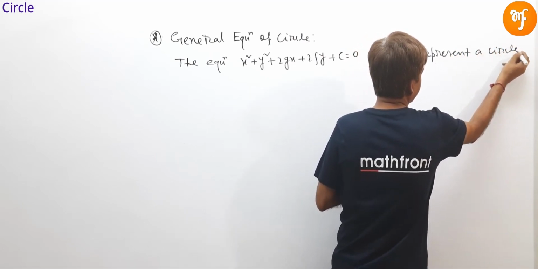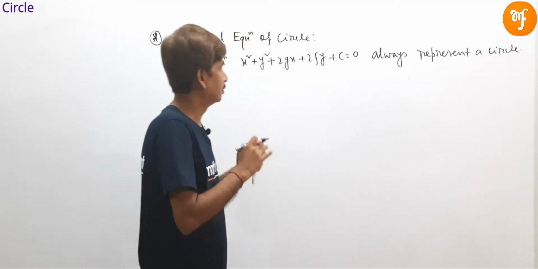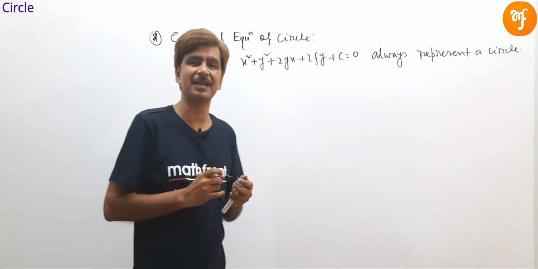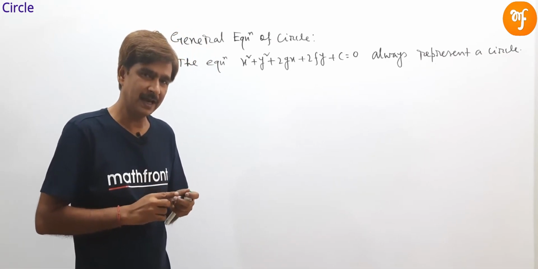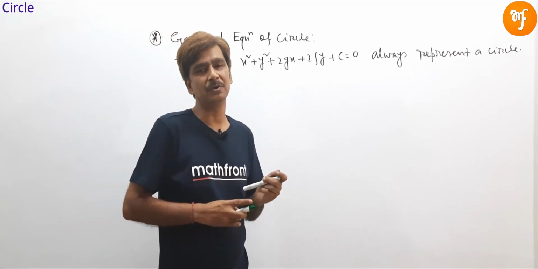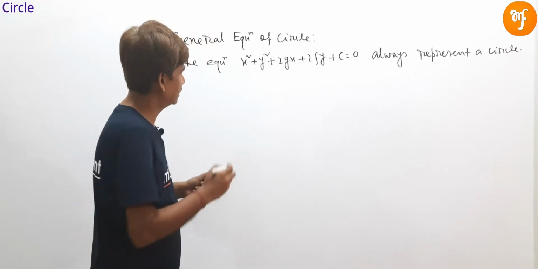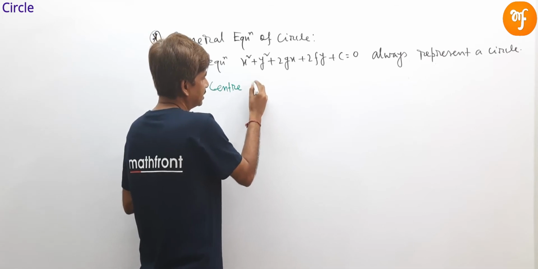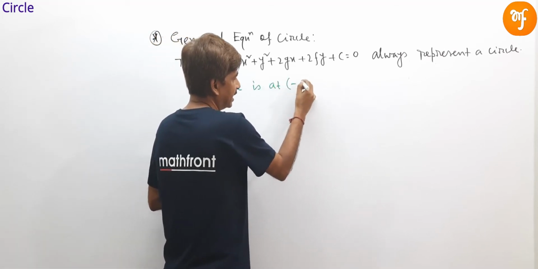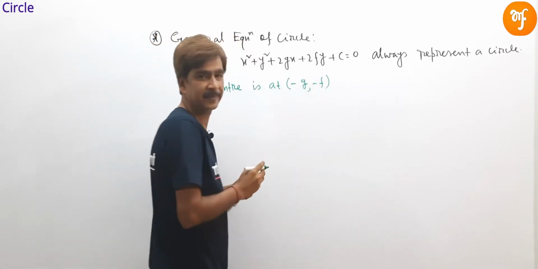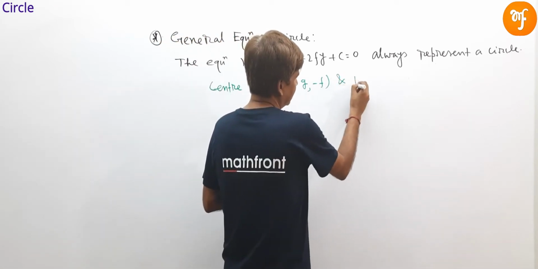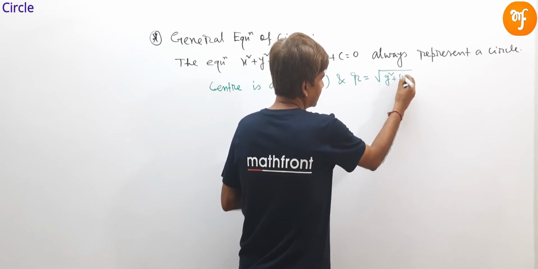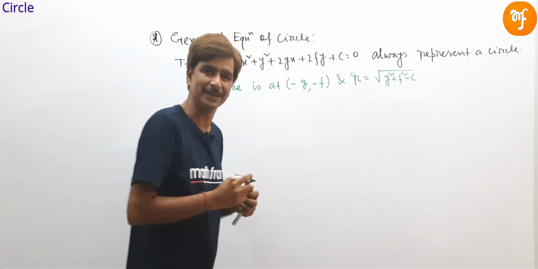Now, what are g and f? Here, the center of the circle is at minus g comma minus f and radius is square root of g square plus f square minus c. So the center of this circle is at minus g comma minus f and radius is equal to square root of g square plus f square minus c. Okay, clear?